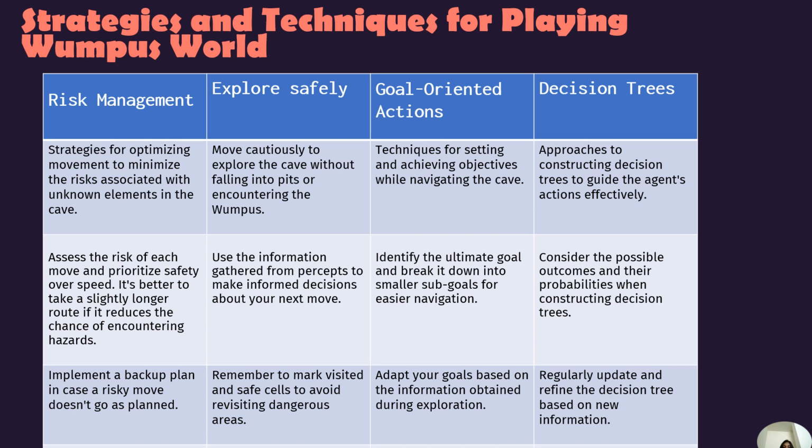Goal oriented actions. Techniques for setting and achieving objectives while navigating the cave. Identify the ultimate goal and break it down into smaller sub goals for easier navigation. Adapt your goals based on the information obtained during exploration. Approaches to constructing decision trees to guide the agent's actions effectively. Consider the possible outcomes and their probabilities when constructing decision trees. Regularly update and refine the decisions based on new information.